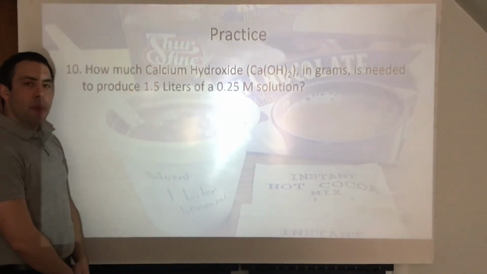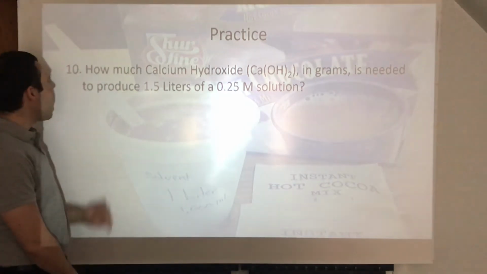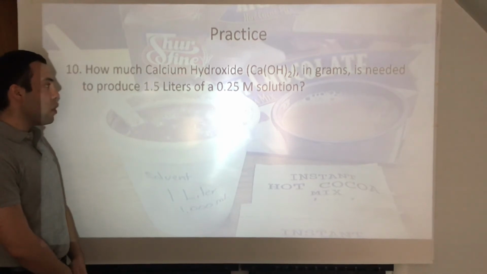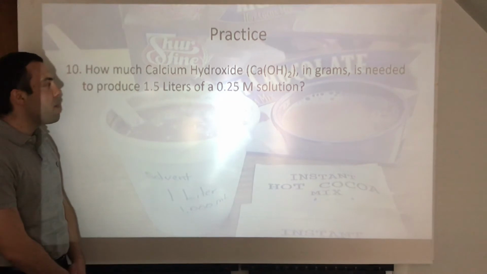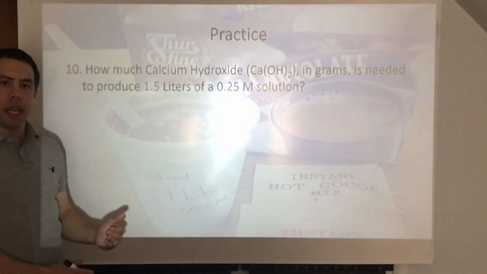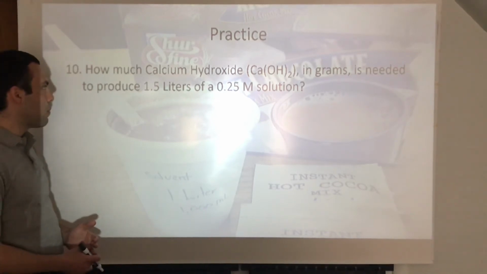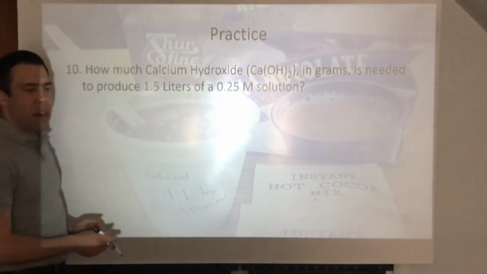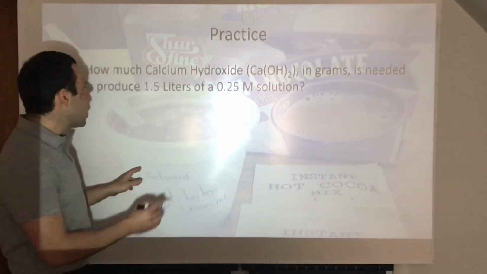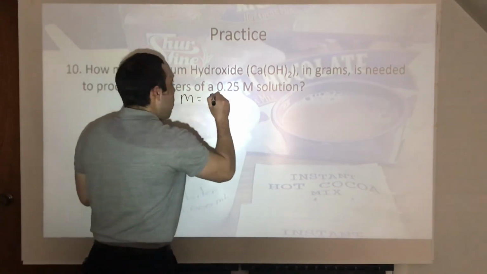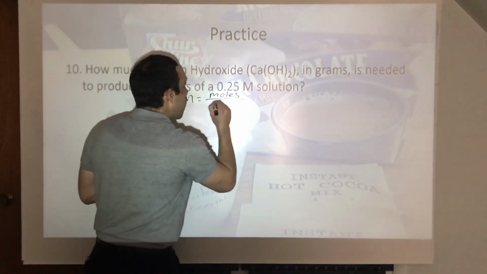Our last problem is probably the most complex. Problem number 10 states, how much calcium hydroxide, Ca(OH)2, in grams is needed to produce 1.5 liters of a 0.25 molar solution? So it's kind of like the last problem we just did, but now we have to work backwards. So we have liters and molarity, and we want to find grams. The first thing we're going to do is our molarity formula. Capital M equals moles over liters.